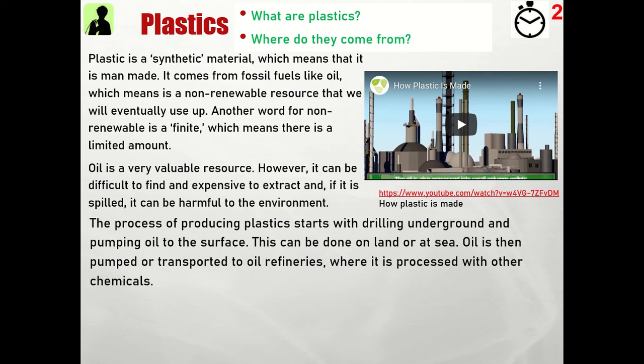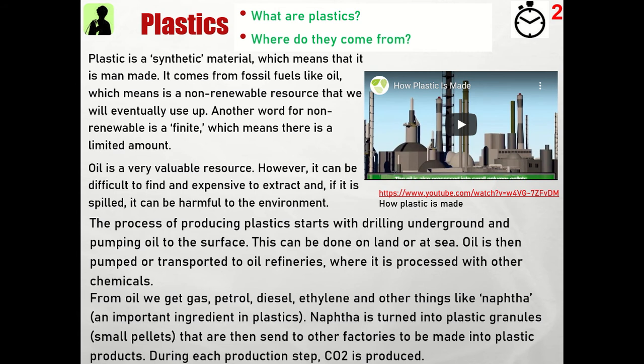The process of producing plastics starts with drilling underground and pumping oil to the surface. This can be done at land or sea. Oil is then pumped or transported to oil refineries where it is processed into other chemicals. Now from oil we get lots of things, including gas, petrol, diesel. We also get this thing called naphtha. Naphtha is what plastics are made from. Naphtha is turned into plastic granules or pellets. So there's some more keywords, granules or pellets.